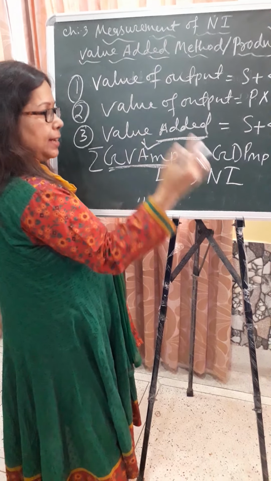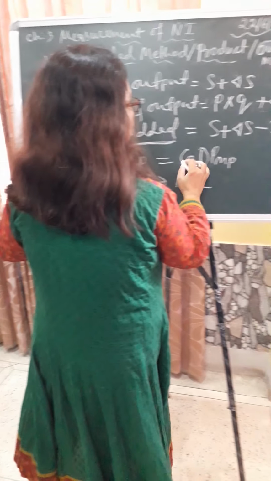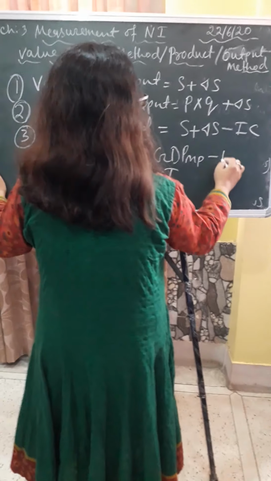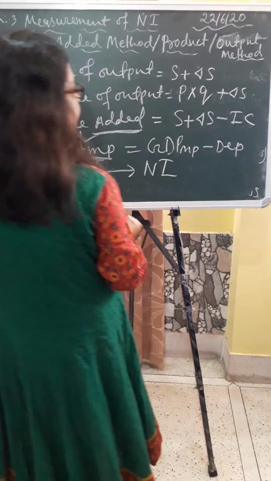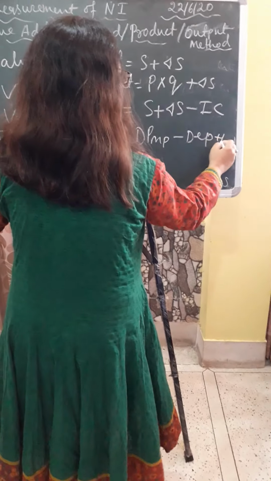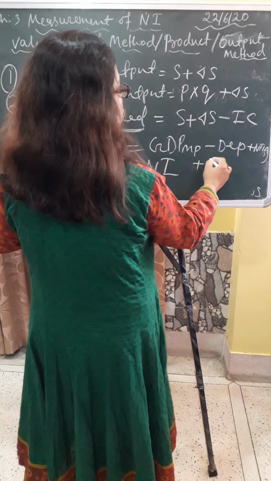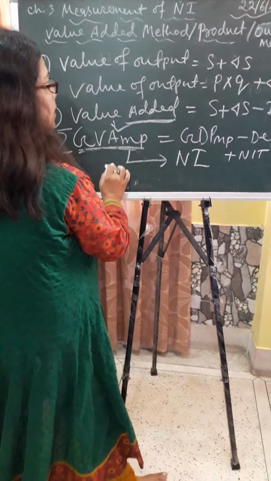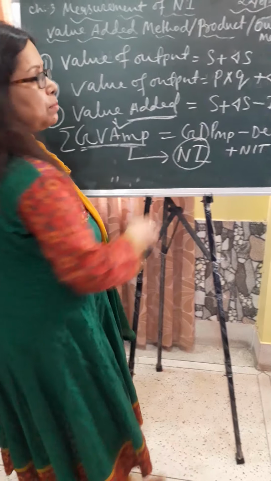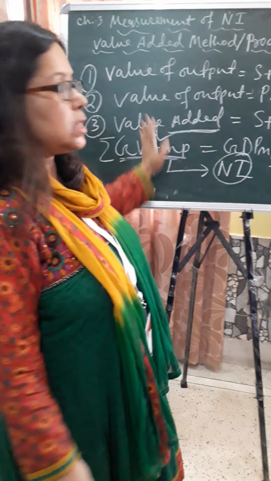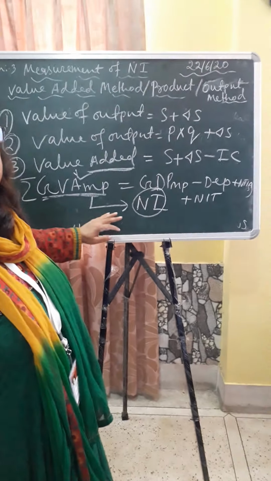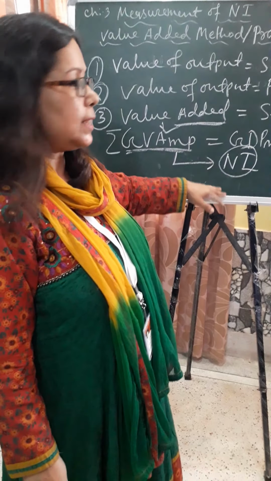Gross minus depreciation, next plus NFIA, and then plus NET. So in such a way national income we can calculate in this method. So first GVAMP, then NNP-MP. In such a way we can calculate national income.